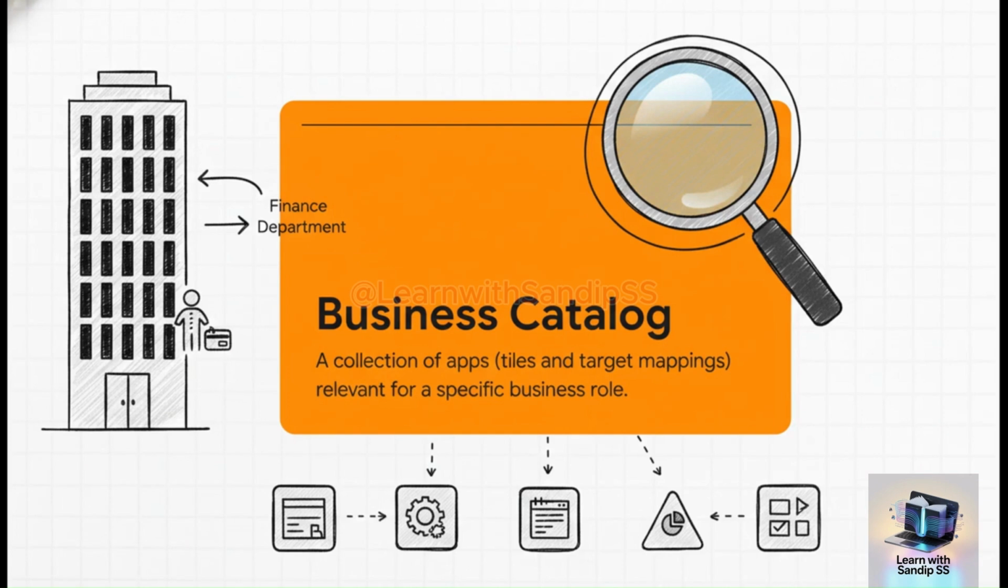Let's zoom in on that middle piece for a second, the business catalog. Just think of it as a bundle of related apps for a specific type of work. So going back to our office building, if your role is the access pass, the catalog is the specific floor or department that pass gets you into. Like the finance floor or the HR department.